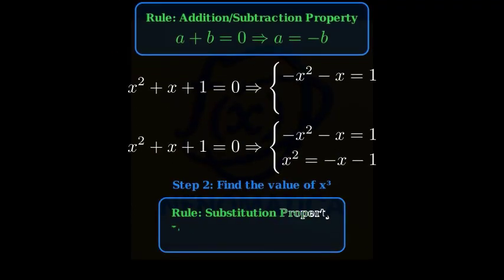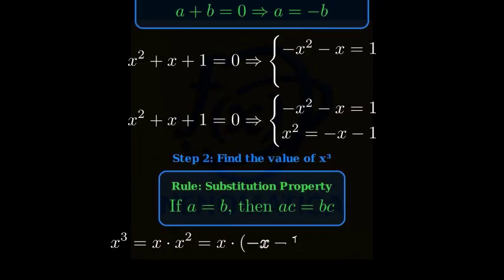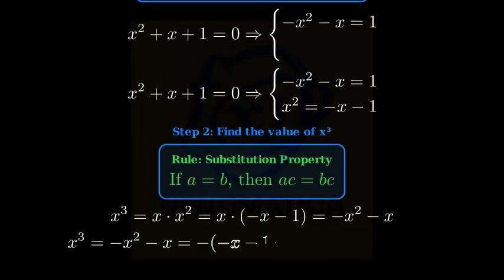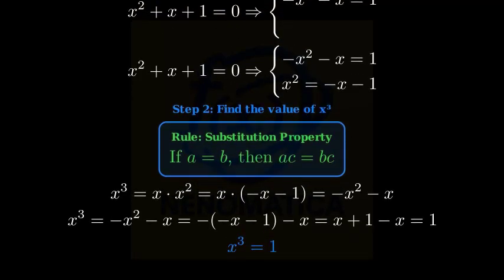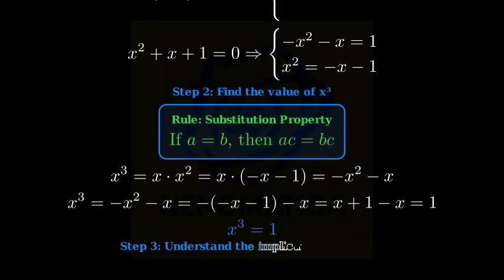We can multiply both sides of x squared equals negative x minus 1 by x. This gives us x cubed equals negative x squared minus x. Then we can substitute x squared equals negative x minus 1 into this equation. This gives us x cubed equals negative times negative x minus 1 minus x, which simplifies to x cubed equals x plus 1 minus x, which equals 1. The result, x cubed equals 1, is very powerful.